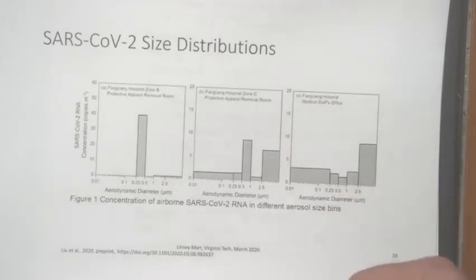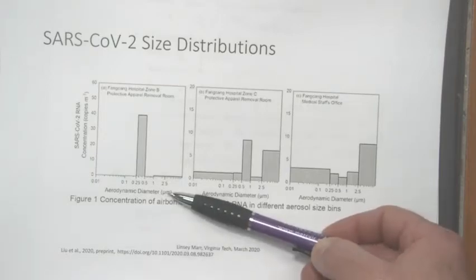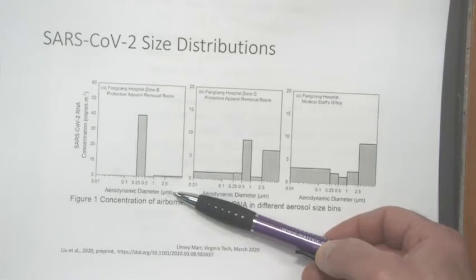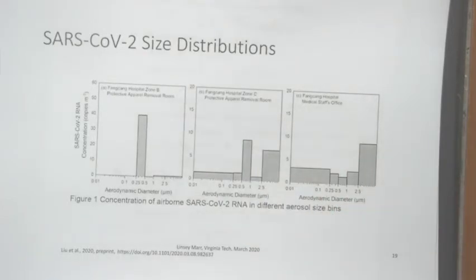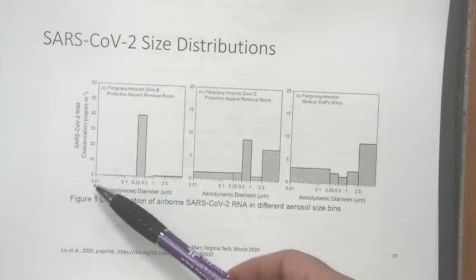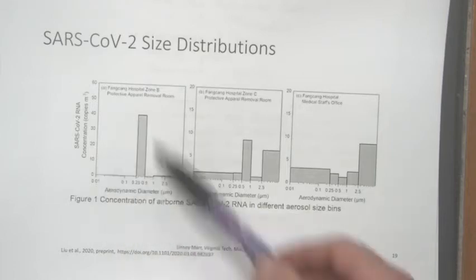It's not copies per ln, natural log of dp, and it's not copies per micron, which would actually be copies per cubic meter per micron. So it's not normalized, and so the total is not the area under here.